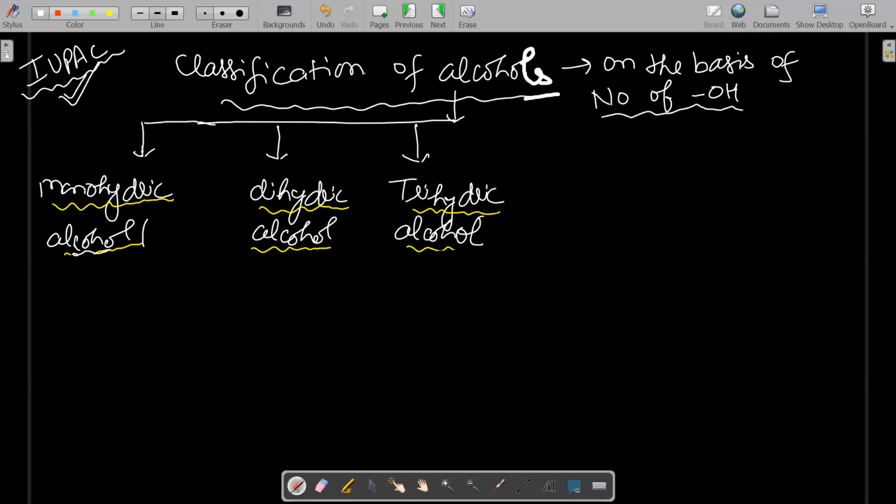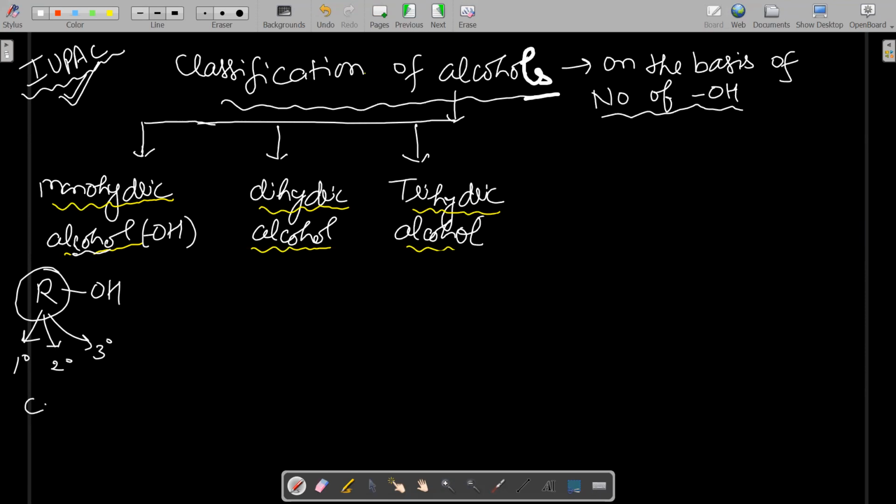What do you mean by monohydric alcohol? It means having only one alcoholic group, one OH group. That is the alcohol ROH, which we have already discussed. On the basis of the degree of carbon, the alcohol can be classified into primary alcohol, secondary alcohol, and tertiary alcohol. All of you are already aware of this.